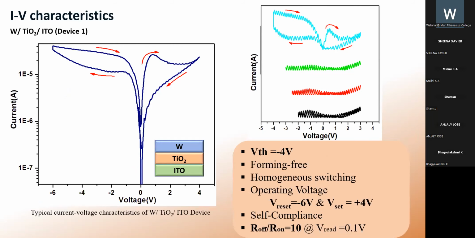Coming to the main part of the work, that is the IV characteristics, which is a pinched hysteresis loop. This figure shows the IV characteristics of the TiO2 film deposited on ITO coated glass substrate. As I mentioned earlier, there are two stable resistance states, the high resistance state and the low resistance state. Usually, an electroforming process, which is a soft breakdown process, is required to bring the device to a low resistance state. The transition from HRS to LRS is known as the set process, and the transition from LRS to HRS is known as the reset process.